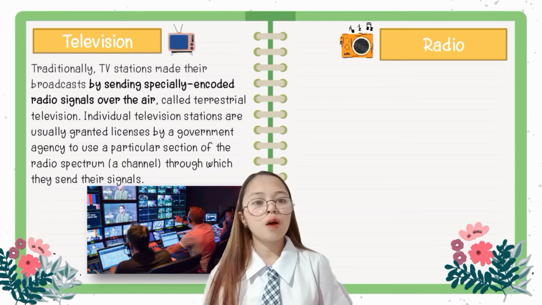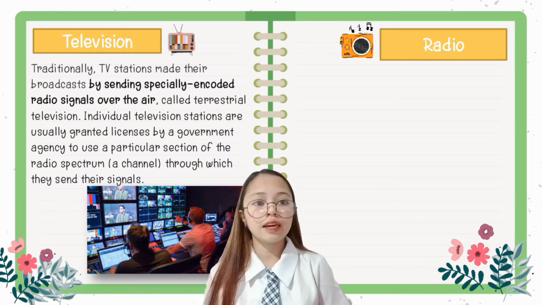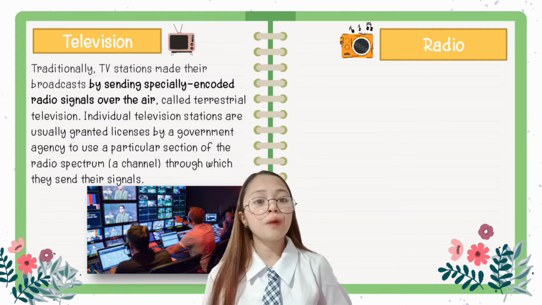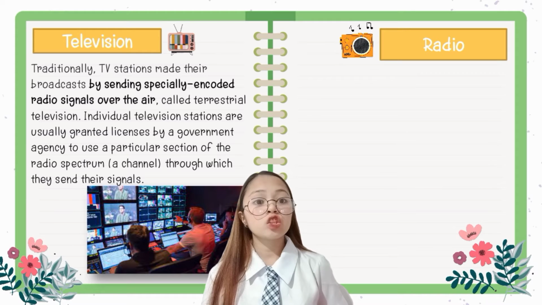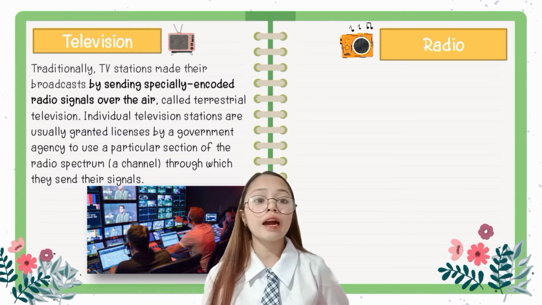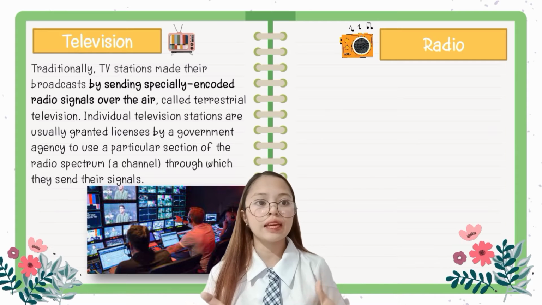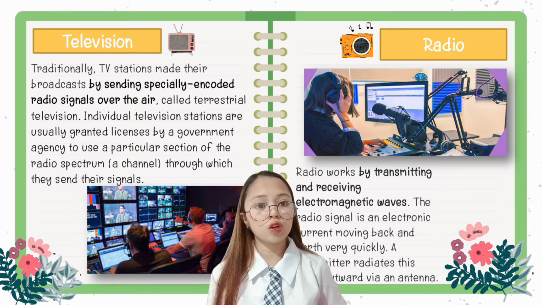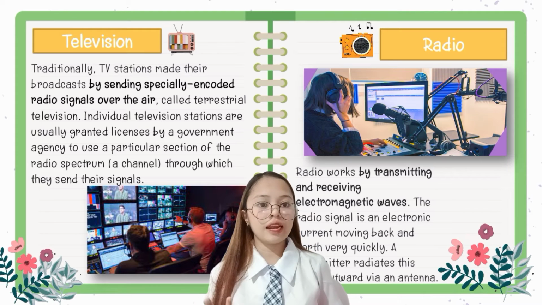Okay, so next example is the radio or the radio station. Radio works by transmitting and receiving electromagnetic waves. So the radio signal is an electronic current moving back and forth very quickly. A transmitter radiates this field outwards via an antenna.